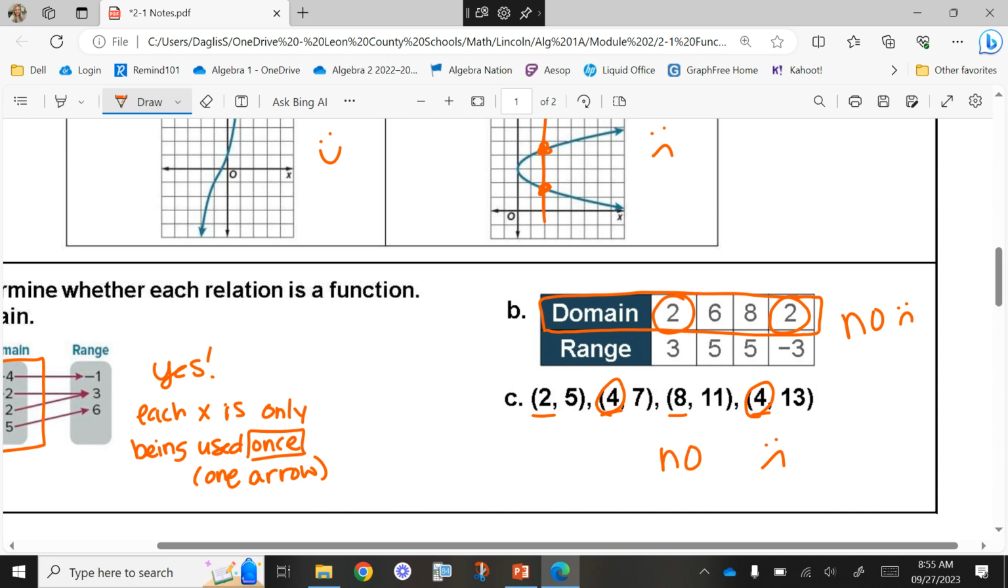These are all relations, okay? If you have an x and a y, it is a relation. Function is special. That's when the x's don't repeat themselves.